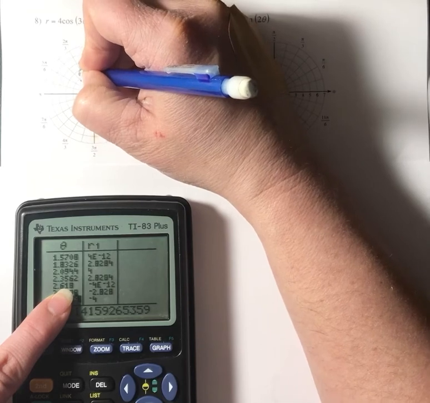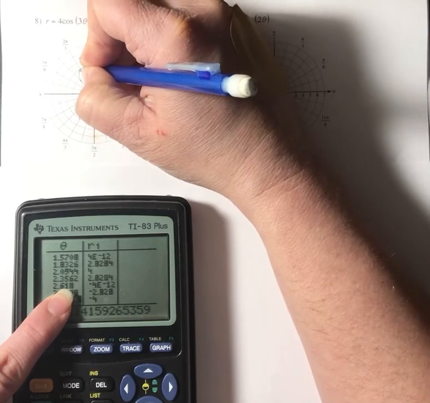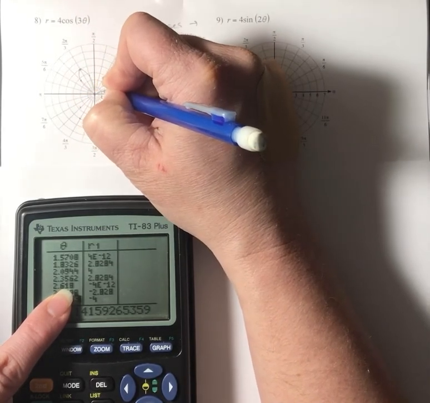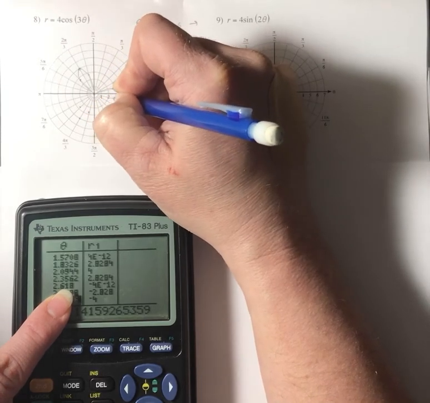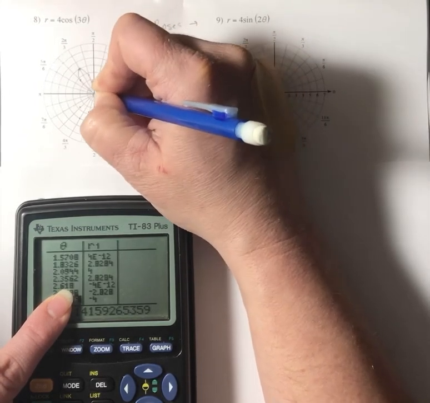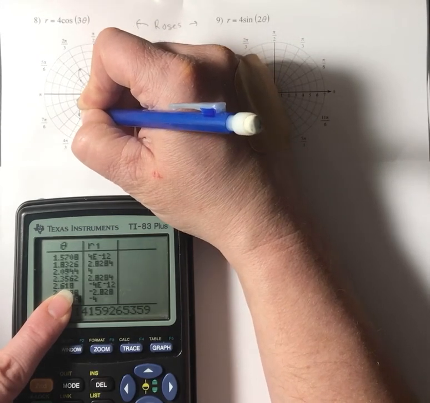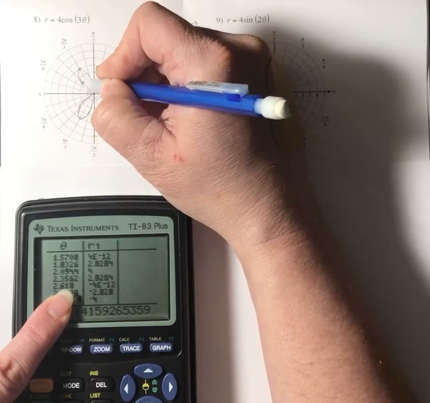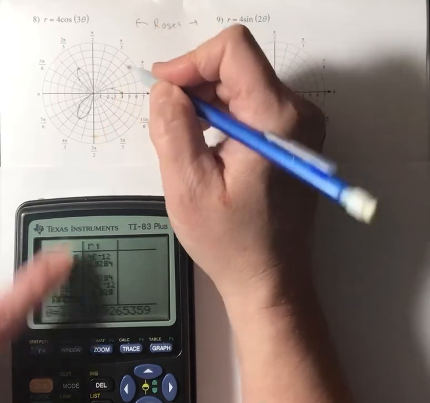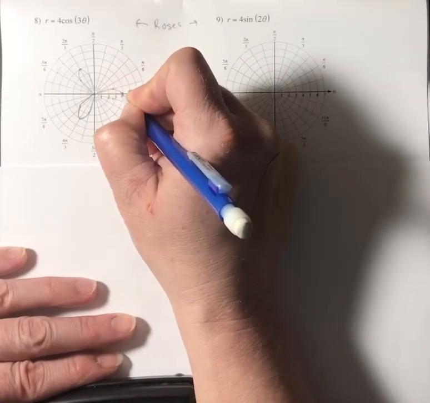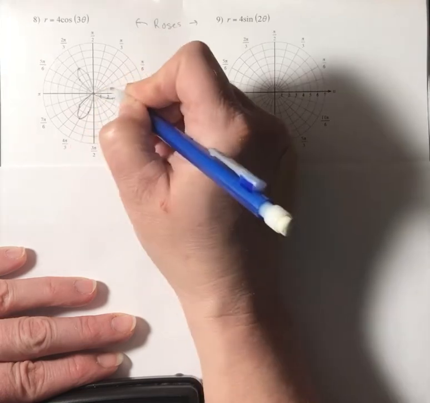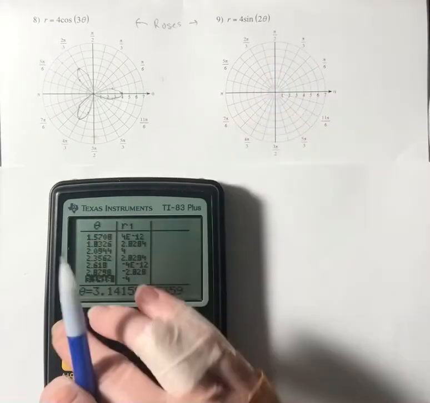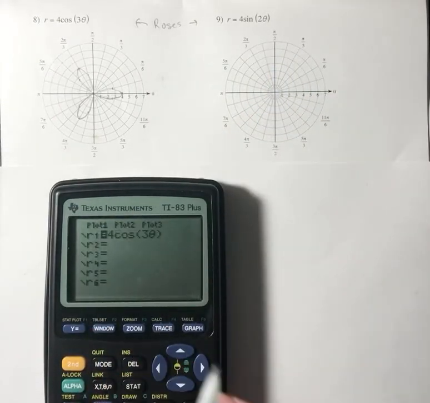Now these are not jagged lines. These are petals. Petals of a pretty flower, round petals. And again, these are not going to cross. They're going to stay in between those lines as you're doing this. So 3 theta, 3 petals. Sine of 2 theta, I'm going to have 4 petals.